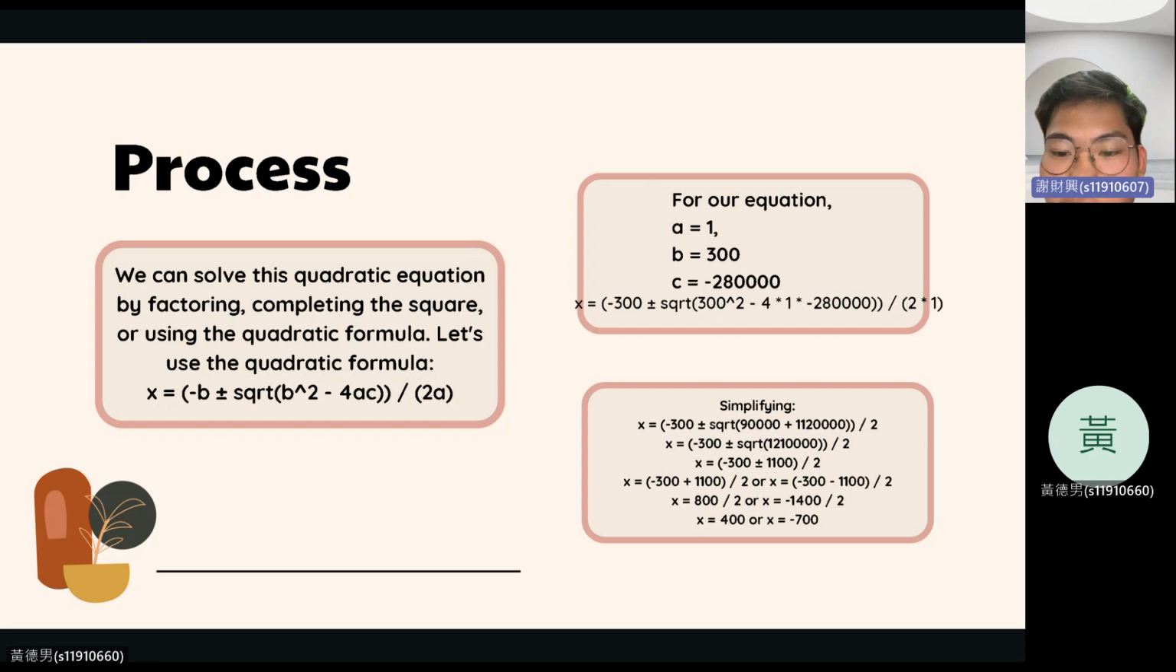Then we can separate it into two parts, which is x equals minus 300 plus 1,100 divided by 2, or x equals minus 300 minus 1,100 divided by 2. Therefore, we get x equals 800 divided by 2, which equals 400, or x equals minus 1,400 divided by 2, which is x equals minus 700.